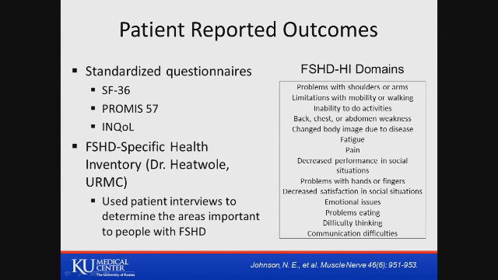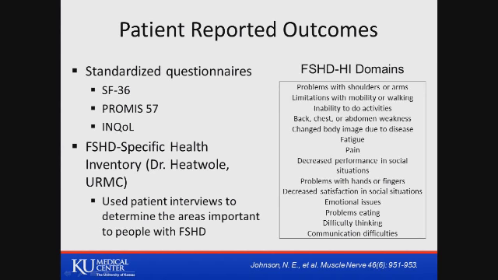The PROMIS-57 is a version of this kind of form that was developed by the NIH and has the distinct advantage of being freely available. The INQoL is a little different because it's a little more specific to neuromuscular diseases. All of these scales have been validated and are really ready to go for clinical trials.